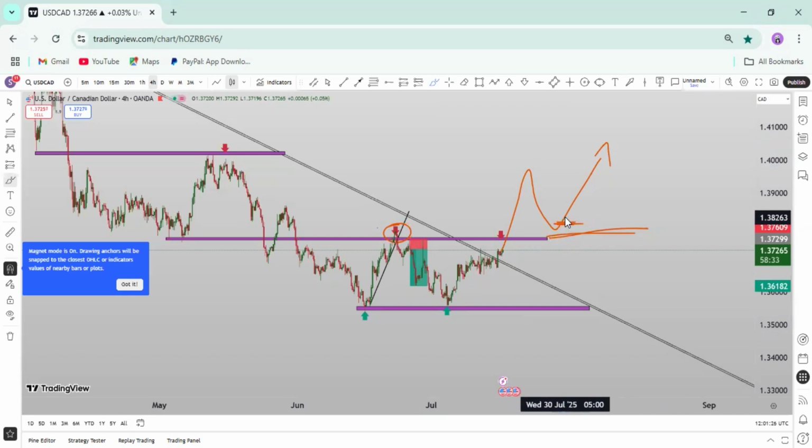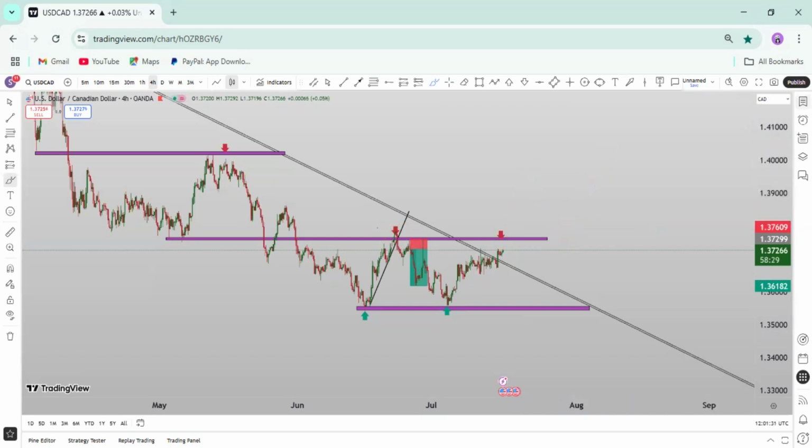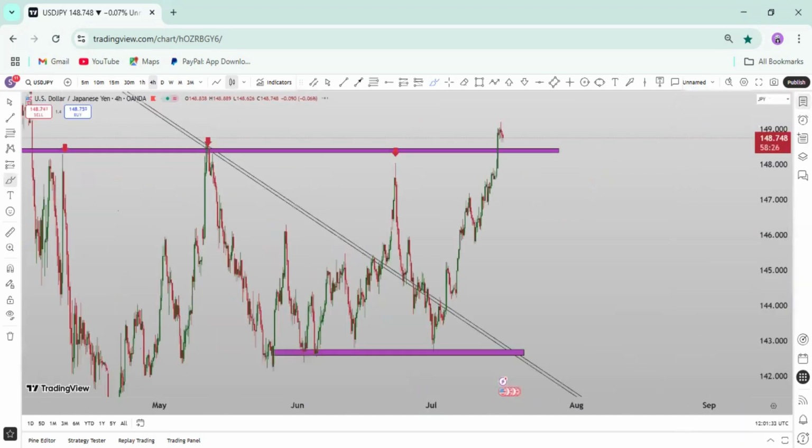So that's all on USD CAD. Let's move on to another pair also.